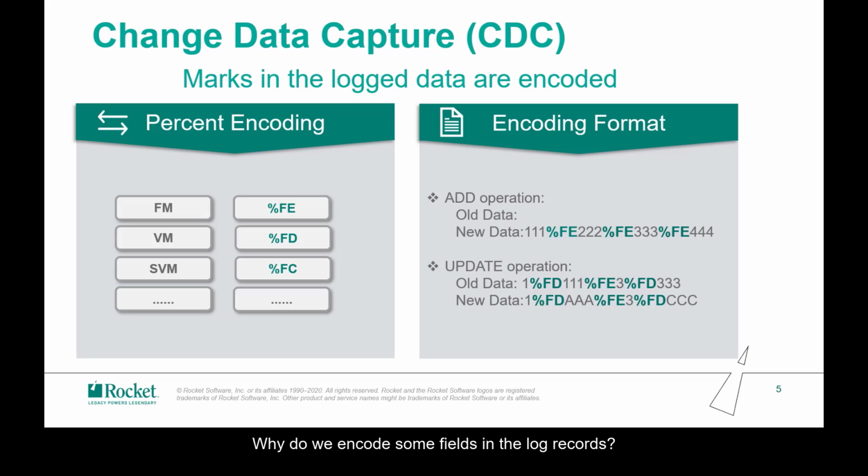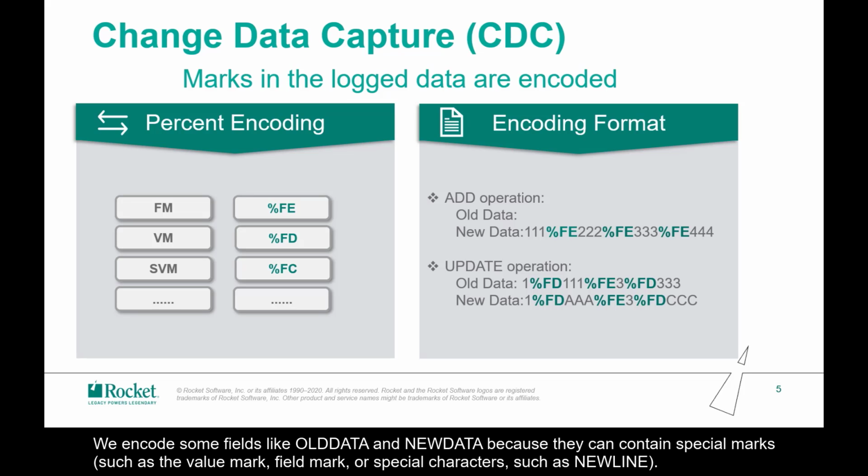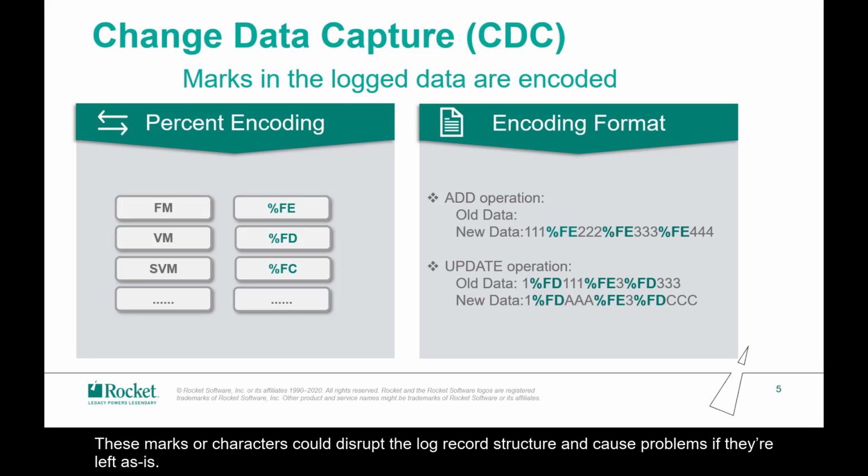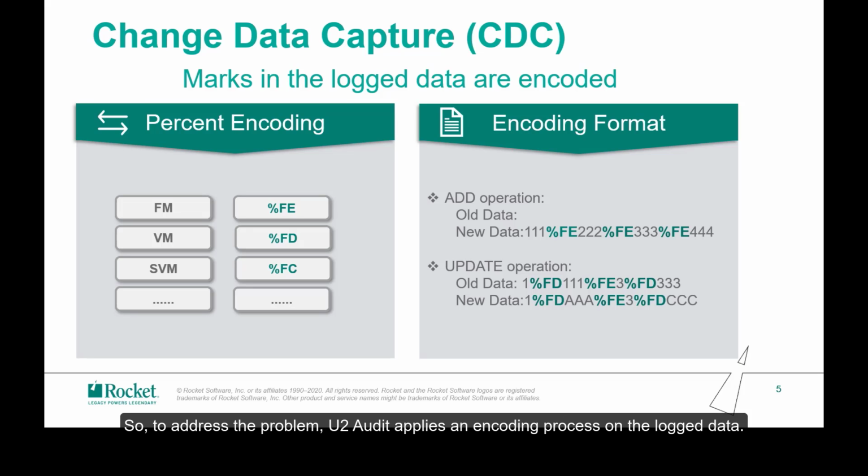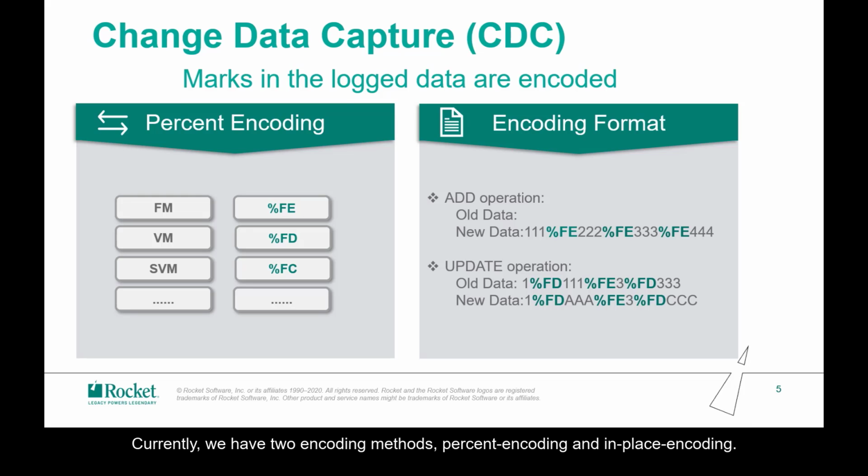Why do we encode some fields in the log records? We encode some fields like old data and new data because they can contain special marks, such as the value mark, field mark, or special characters, such as new line. These marks or characters could disrupt the log record structure and cause problems if they are left as is. So, to address the problem, U2 Audit applies an encoding process on the logged data. Currently, we have two encoding methods, percent encoding and in-place encoding.